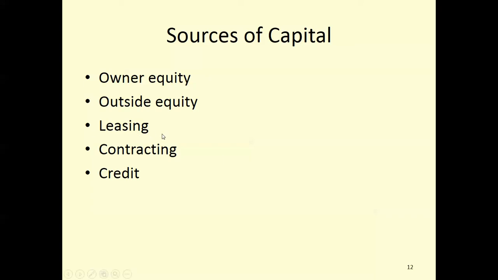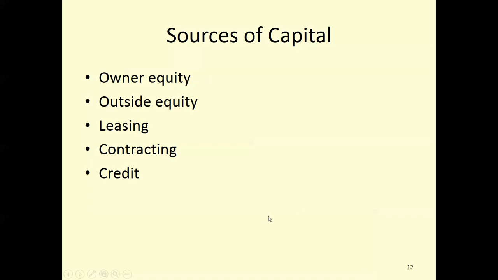Leasing, like renting farmland or renting buildings or machinery. That would be a form of leasing where we're actually just borrowing the use of someone else's assets in exchange for an annual fee. And then contracting, of course, is where we simply may have a contract with a supplier. Maybe we're contracted with another operator to raise our dairy heifers for us. That'd be an example of contracting. Or maybe another farmer provides feed for us. That'd be an example of contracting.